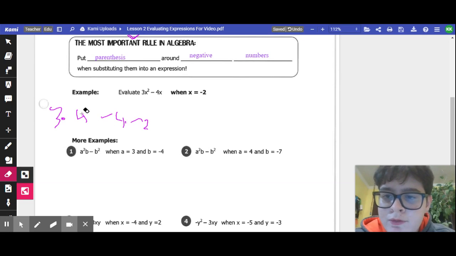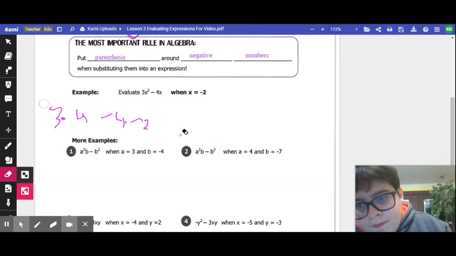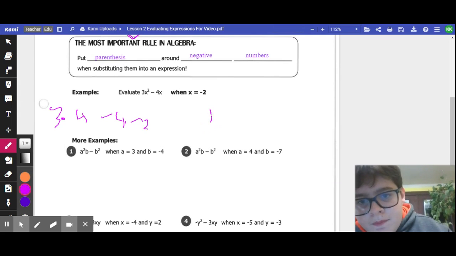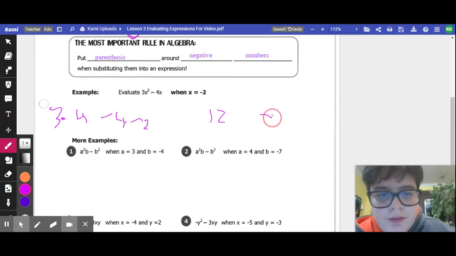So 3 times 4 is 12. Then we have 4 times -2. So since there's only one negative, it ends out negative. So -8, and these are subtracted from each other.